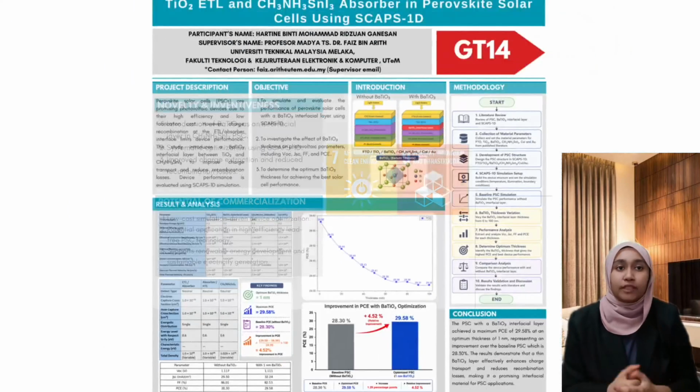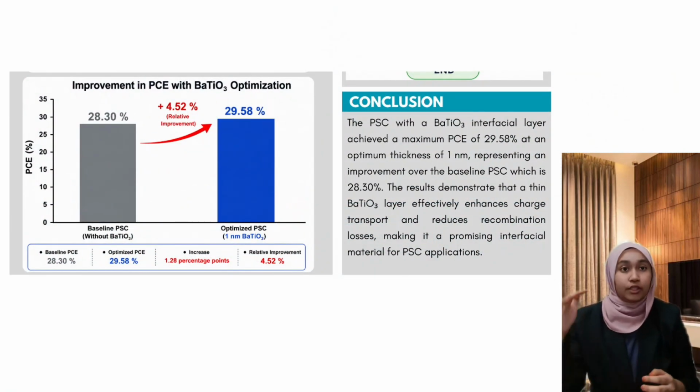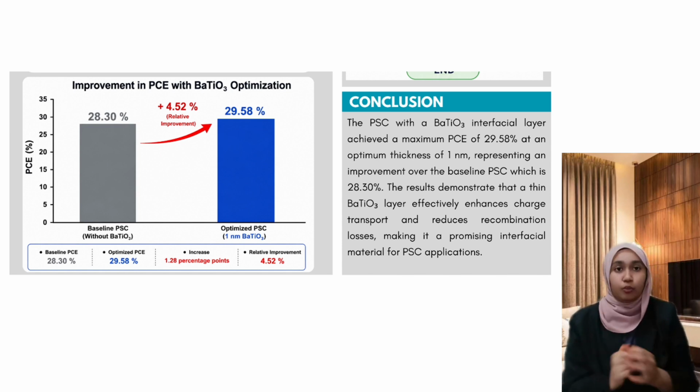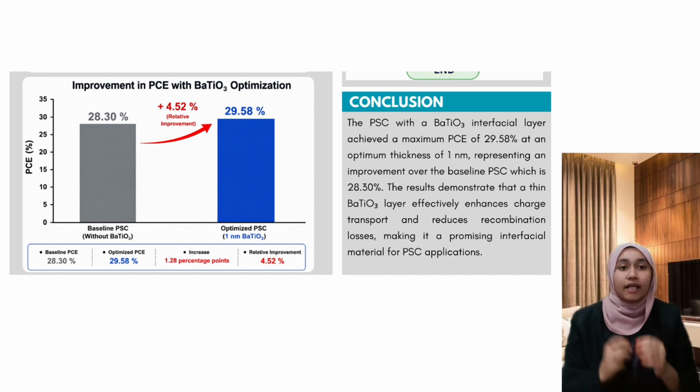In conclusion, a barium titanate interfacial layer was successfully introduced between the titanium dioxide electron transport layer and the tin-based perovskite absorber layer using SCAPS 1D simulation. The optimum barium titanate thickness was determined to be 1 nanometer, and at this thickness, the device achieved a maximum power conversion efficiency of 29.58%, which is higher than the baseline efficiency of 28.35%. The results indicate that barium titanate effectively improved charge transport and enhanced the overall performance of the solar cell. Therefore, barium titanate is a promising interfacial material for future high-efficiency lead-free perovskite solar cells.